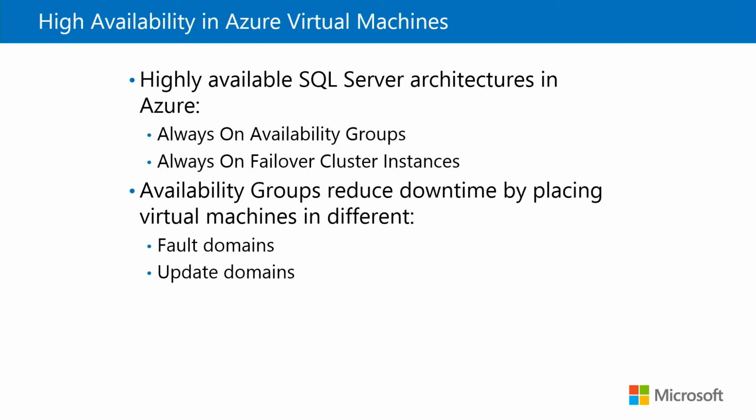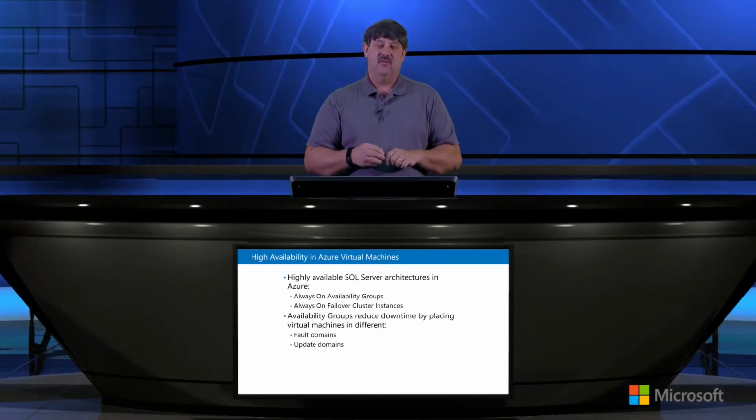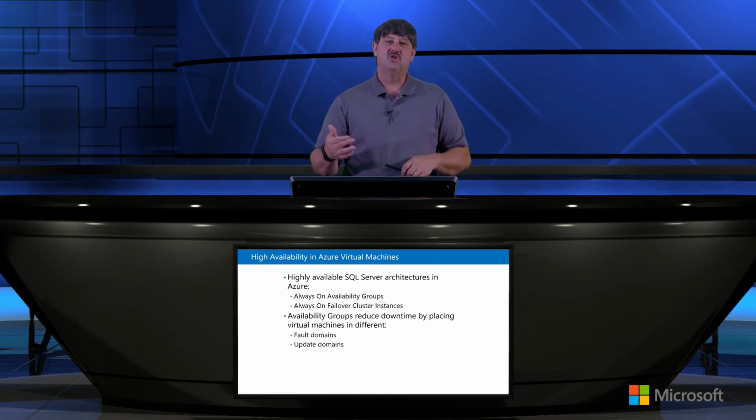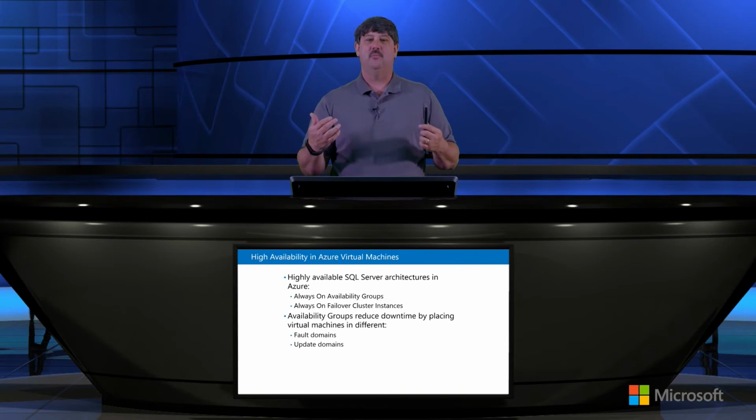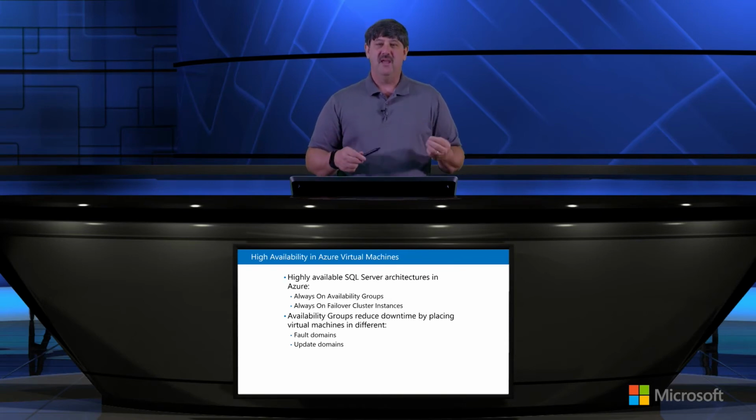Availability groups in Azure allow us to reduce downtime by placing virtual machines in separate environments. So this is one of the important concepts. If I decide to set up failover clusters in an Azure environment, I have to make sure that the nodes, as you would in an on-premise, virtualized environment, are on different Hyper-V hosts or different virtualization hosts. That way, if you take one host down, you don't take down all of the virtual machines in the cluster. That concept in Microsoft is called fault domains and update domains.